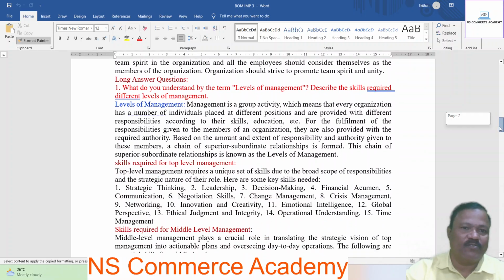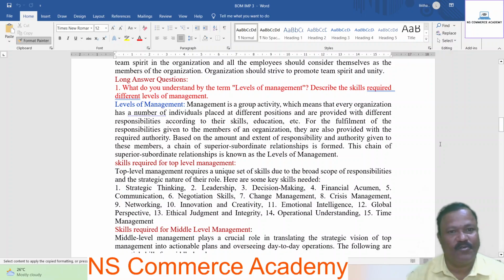Essay type or long answer questions. First question: what do you understand by the term levels of management? Describe the skills required on different levels of management. So first of all, we have to know what levels of management are.